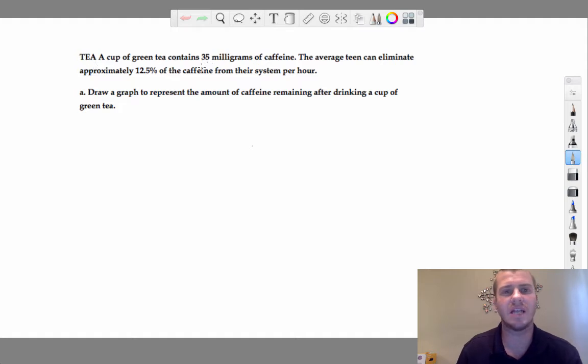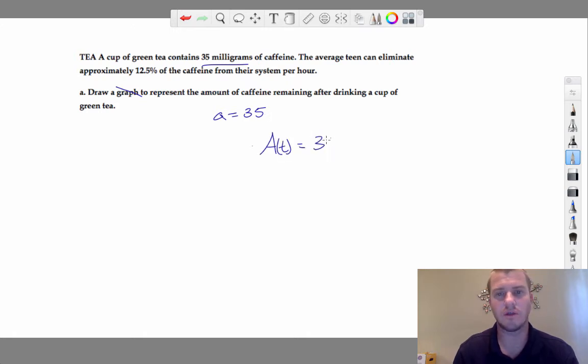A cup of green tea contains 35 milligrams of caffeine. The average teen can eliminate approximately 12.5% of caffeine from their system per hour. We're not going to graph. We're just going to write the equation to represent the amount of caffeine remaining after drinking a cup of green tea. When you drink it, you have 35 milligrams of caffeine. So that's your A. So I have A of T is equal to 35.